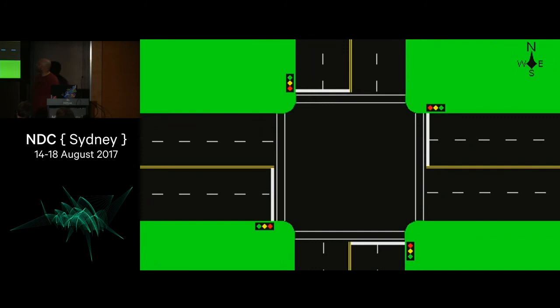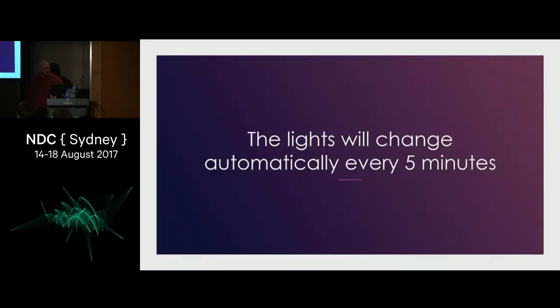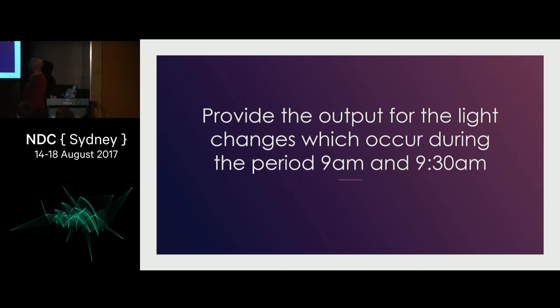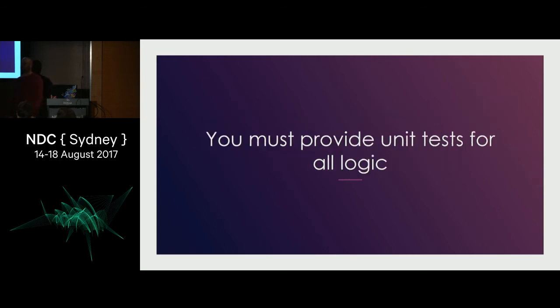So now imagine that you're sitting down for an interview, and this is the programming challenge that they've given you. I got this a couple years back. It was interesting. The lights will change every 5 minutes. Simple enough, they're traffic lights. Provide the output for the light changes that happen between 9 AM and 9:30. Okay, that's simple enough. You must provide all unit tests for this programming challenge. And what they're specifically looking for here is how fast do unit tests run for the traffic intersection?